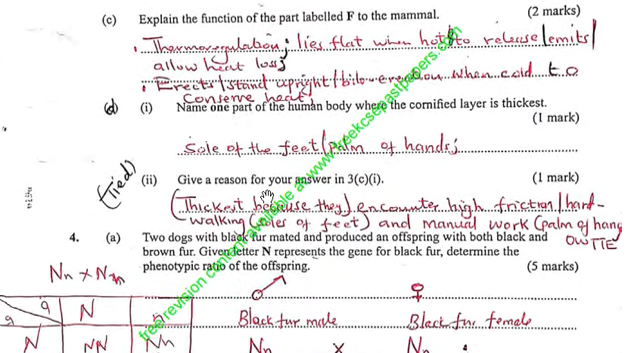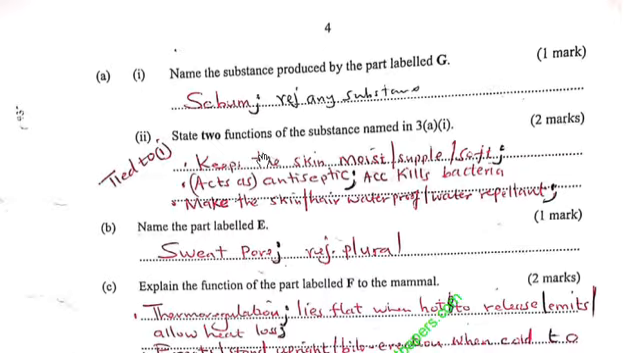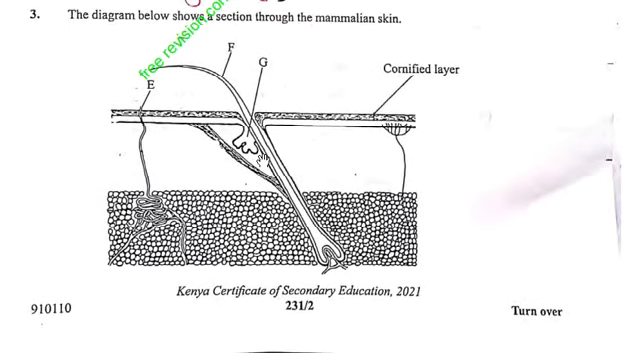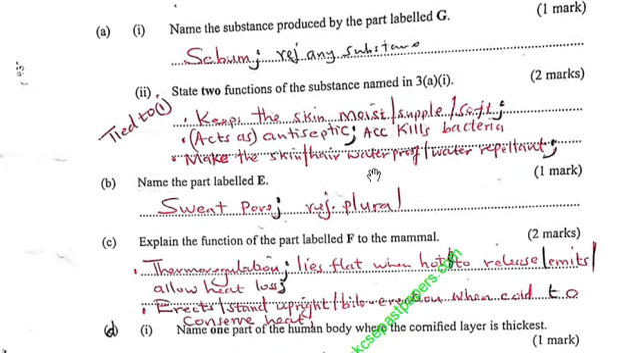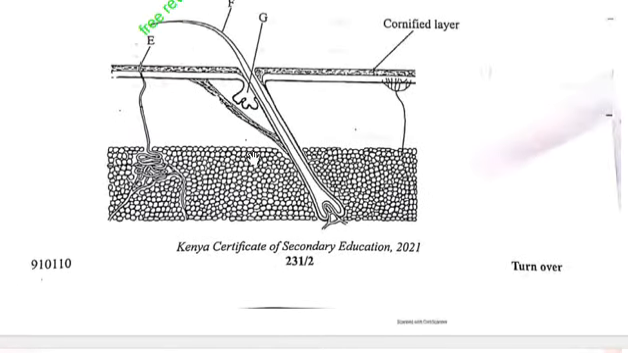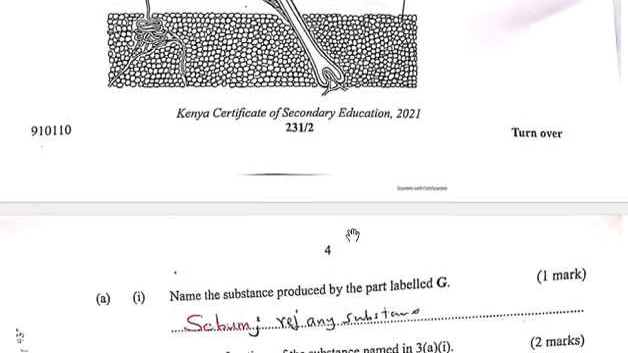Part B. Name part label E, and that is a sweat pore, which enables sweat to be released. And because it is 1, the label line is pointing to 1, it must be in singular.